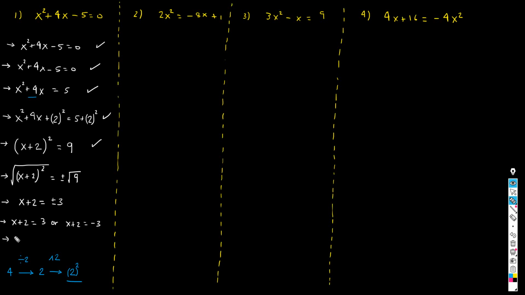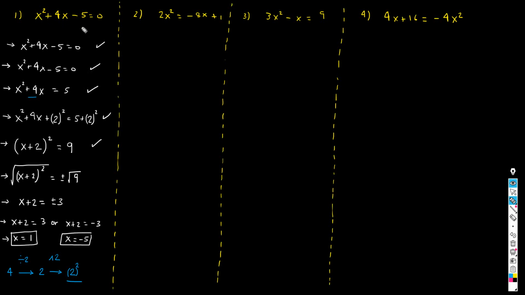And so I'm going to get my final two solutions. After I isolate my x in this equation, I get 1. And after I isolate the x in this other equation, I get minus 5. There you go. So these are my two solutions to this particular equation.